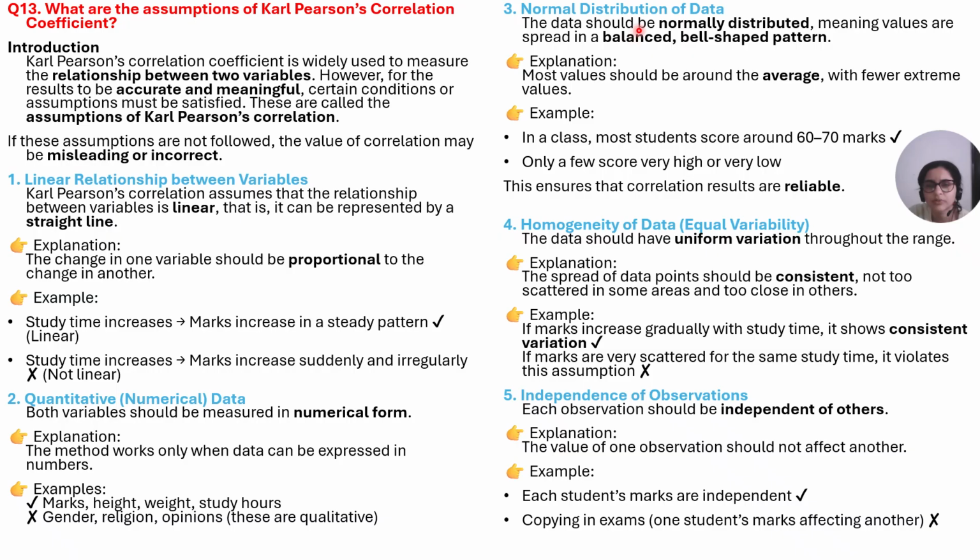Then, normal distribution of the data. The data should be normally distributed, meaning the values are spread in a balanced, bell-shaped pattern. I will provide the graph in the next slide. Most values should be around the average with fewer extreme values. The normal distribution curve I will show you, so you can understand clearly. Example: most of the students score around 60 to 70 marks. That is acceptable. Only a few students score very high or very low. This ensures that the correlation is reliable.